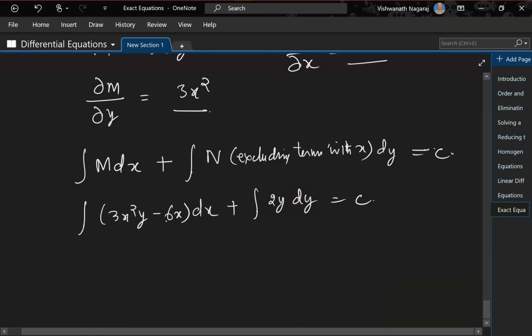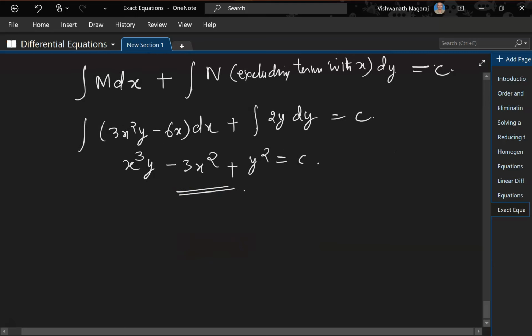Now let's integrate it. This would be x³y, 3x²y minus 3x² plus this would be y² equal to c. So this is our solution. Okay, let's do a few more very quickly and you will realize that it's quite easy.